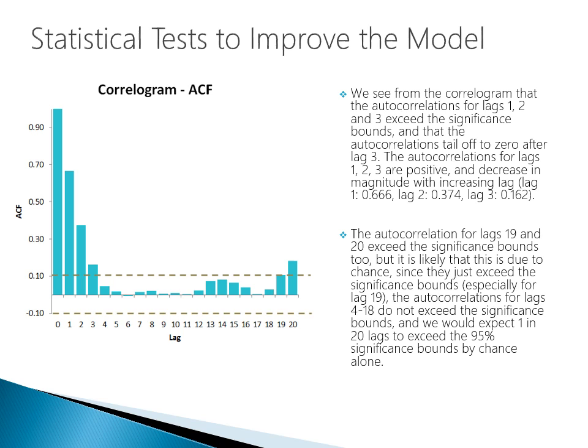The autocorrelations for lags 19 and 20 exceed the significance bounds too, but it is unlikely that this is due just to chance, since they exceed the significance bounds, especially for lag 19. The autocorrelations for lags 4 to 18 do not exceed the significance bounds. We would expect 1 in 20 lags to exceed the 95% significance bounds by chance alone.